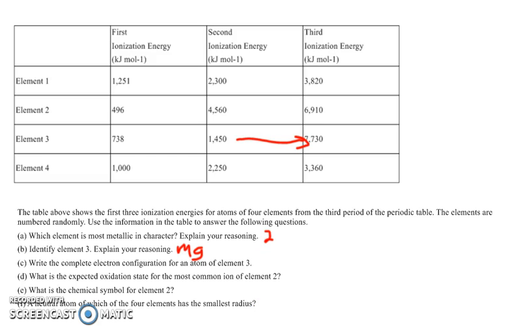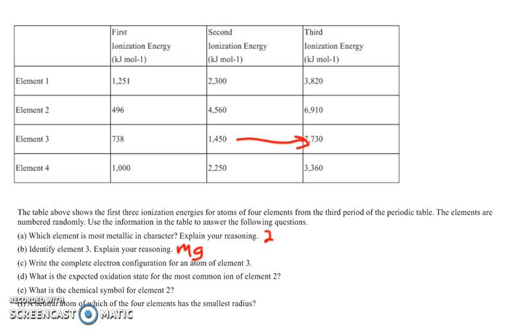Okay. Write the complete electron configuration for element 3. Well, hopefully you can do that by now. Give yourself a little time and do it for me. Notice it said complete. They don't want the noble gas configuration. So you have the 1s2, 2s2, 2p6, 3s2, 12 electrons.